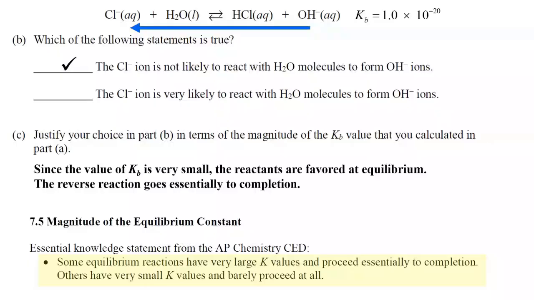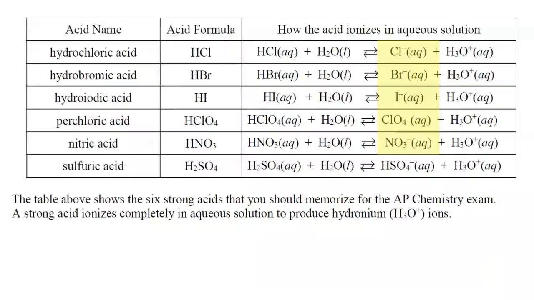forward reaction. So not only is chloride considered neutral, but these other four ions that come from these strong monoprotic acids, so HCl, HBr, HI, HClO4, and HNO3 are very strong monoprotic acids.